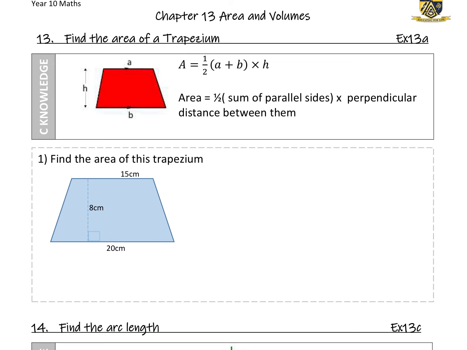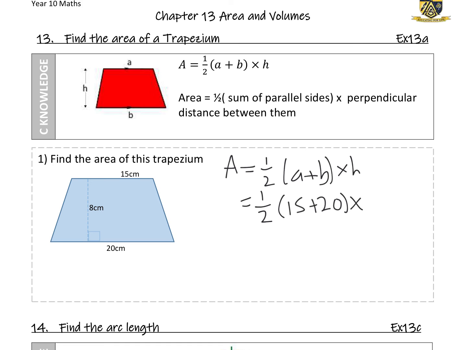Example 1, find the area of this trapezium. Because it is a trapezium, we can write out the formula for the area of a trapezium. We can fill in a and b. A and b represent the parallel sides, so 15 and 20. And h is the distance between them, the perpendicular height, which will be 8.